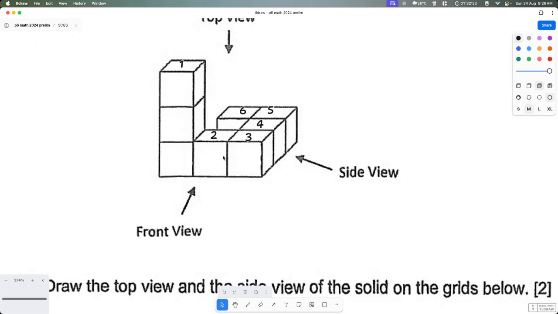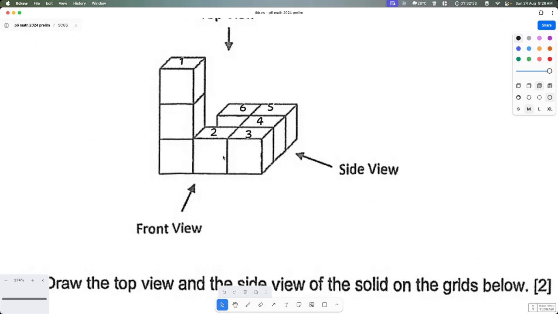So now we want to get the side view. The side view is just this one. Make it red, and then 2, and then we have 3. So 3 cubes vertically, and then 4 and 5 are just beside each other. So with that it will be like an L.